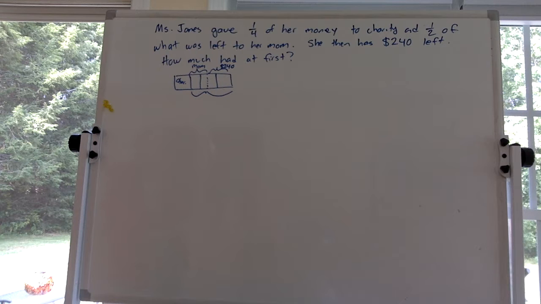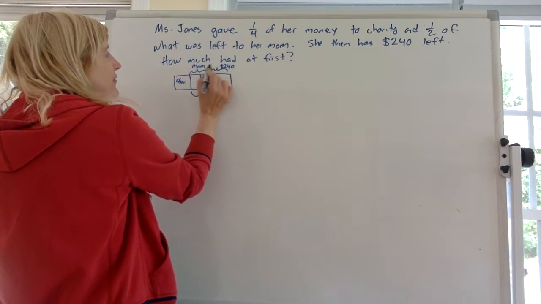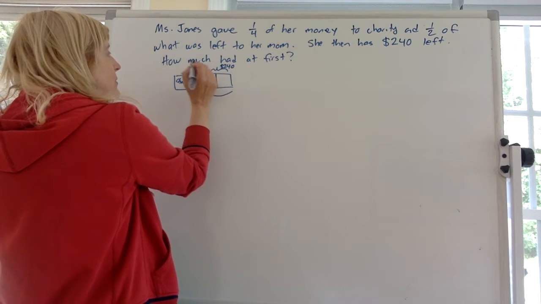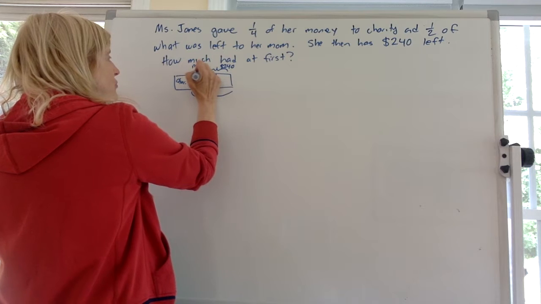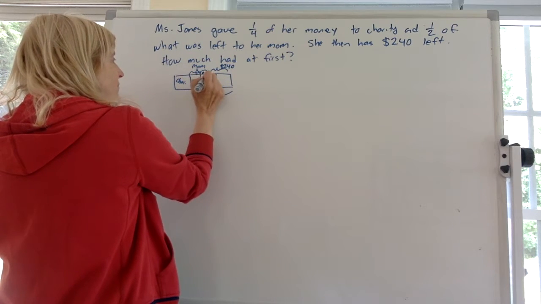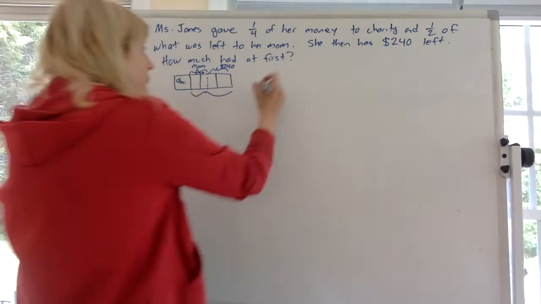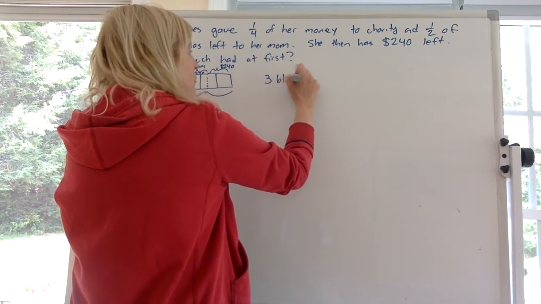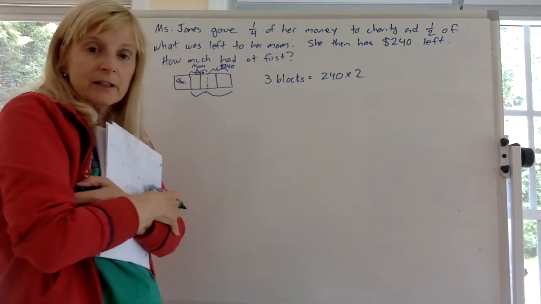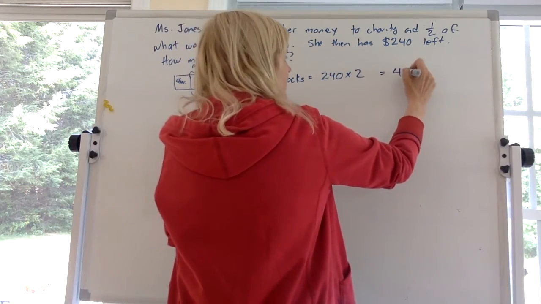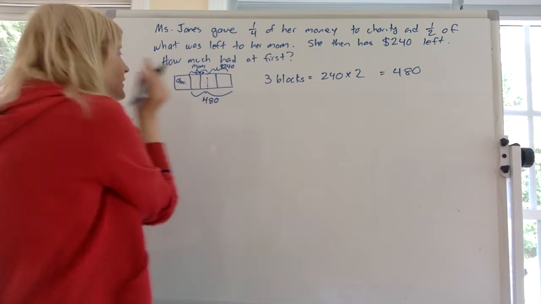Let's see. Well, if half of the 3 blocks is 240, mom got half, the other half was 240. Mom also got 240, right? So this is also 240. 1.5 blocks is 240. The other 1.5 blocks is 240. So what are 3 blocks equal to? Those 3 blocks are equal to 240 times 2, right? Which is 480. Okay, so now we know that those 3 blocks are 480.